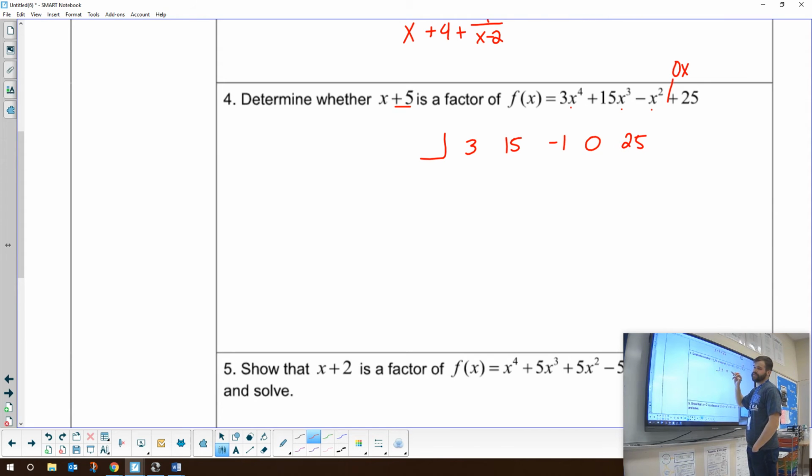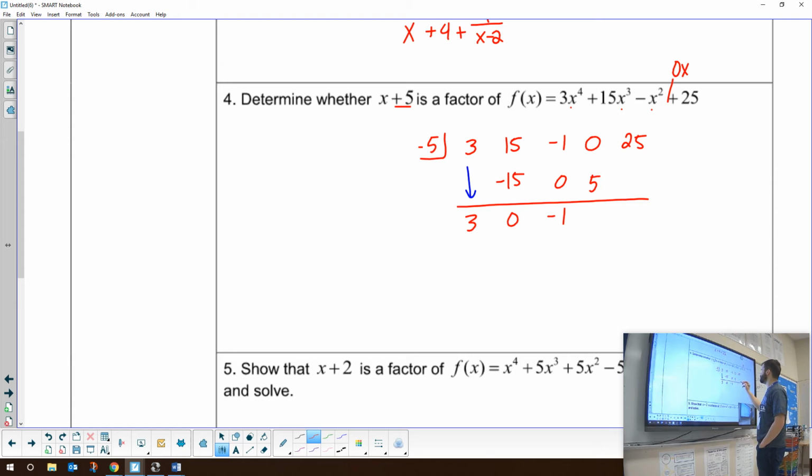Put my backwards of that in there. So put a -5 in there. And then we're going to draw my line. We're going to bring down my first number. So we're going to bring down my 3, and we're going to multiply. -5 times 3 is -15. 15 plus -15 is 0. -5 times 0 is 0. -1 plus 0 is -1. -5 times -1 is a +5. 0 plus 5 is 5, and -5 times 5 is -25. And so 25 plus -25 is 0.